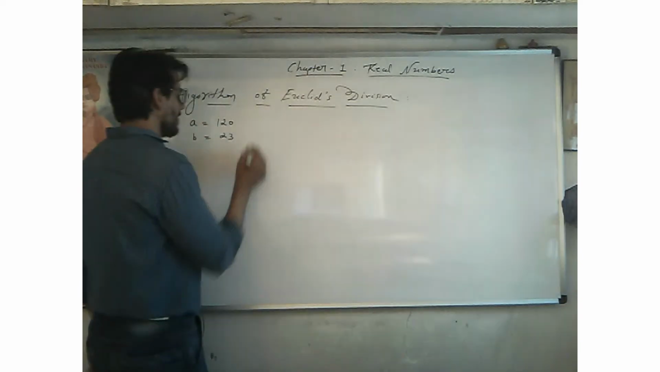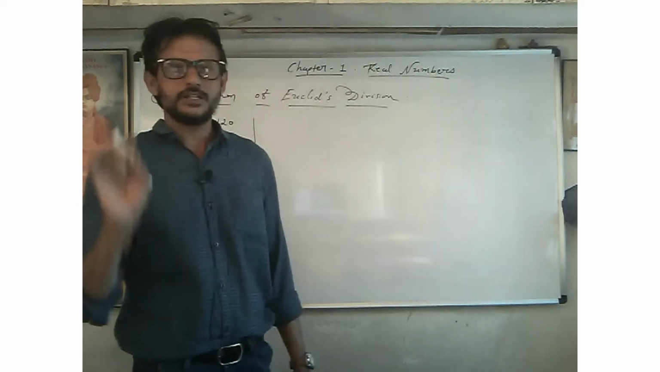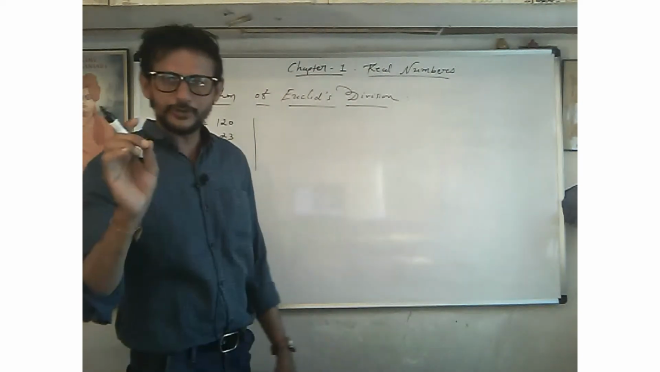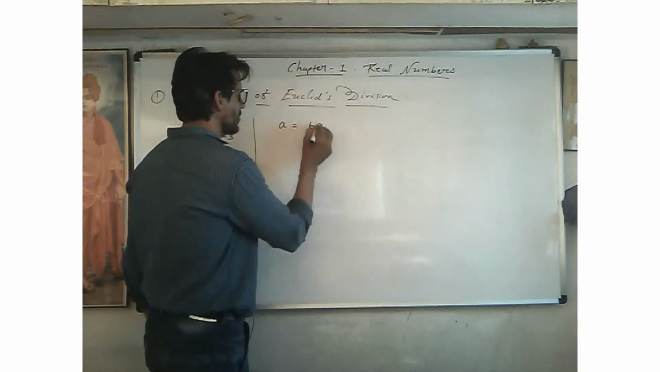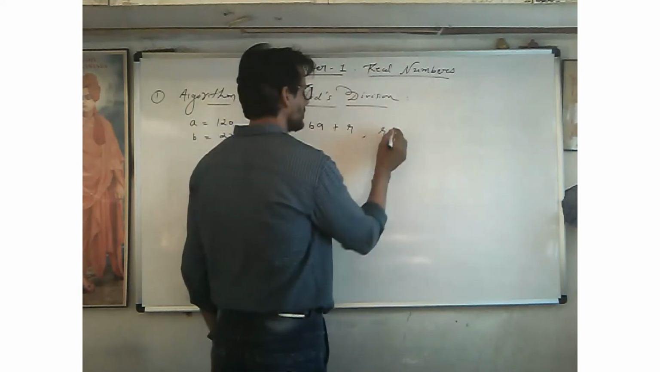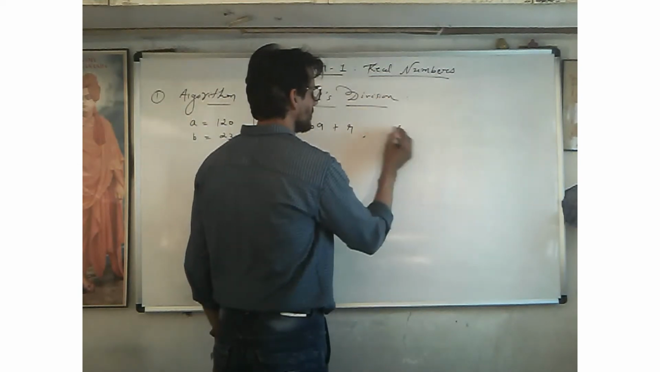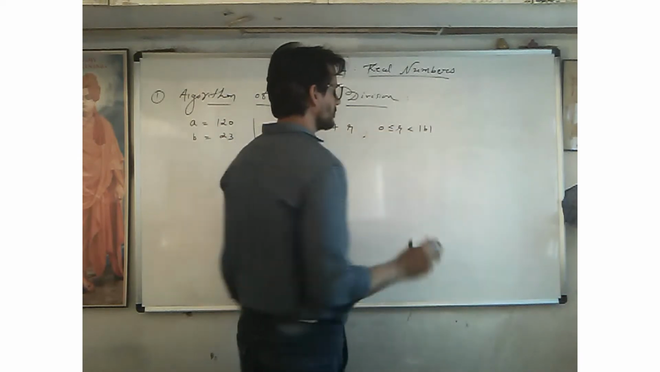Now apply lemma of Euclid's division. Lemma of Euclid's division is a is equal to bq plus r, where r is equal to or greater than 0 and less than mod b. Understood?